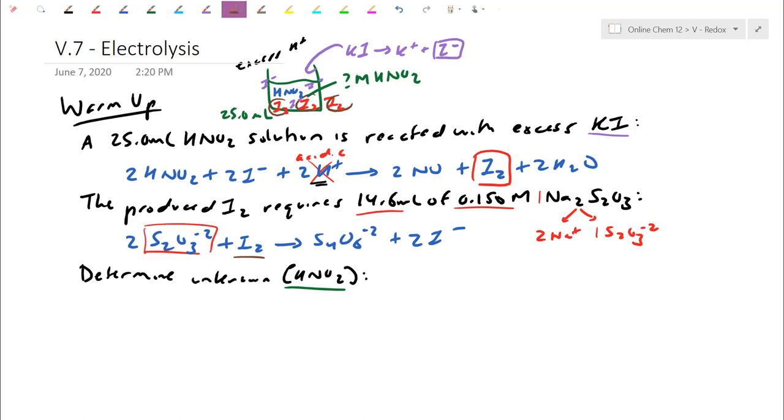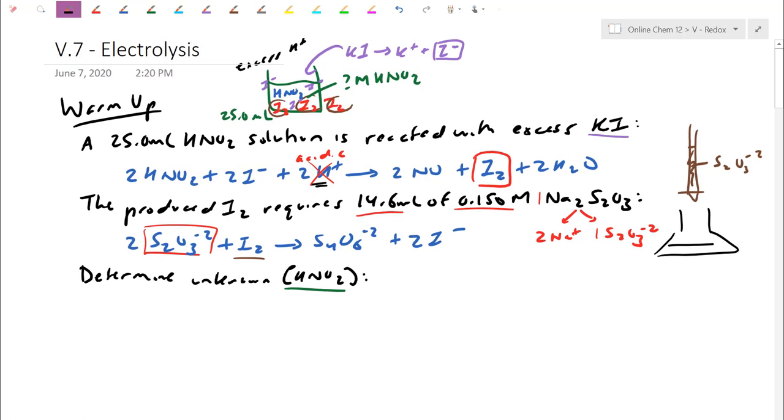This reaction here would look something like I have in my burette. This is technically my sodium thiosulfate solution. I just care about the thiosulfate part of it. I drop this in slowly into my beaker that actually contains my iodine that was produced. And as long as there is still I2 in this Erlenmeyer here, as you drop in S2O3, S2O3 will start killing off the I2, converting the I2 back into I minus.